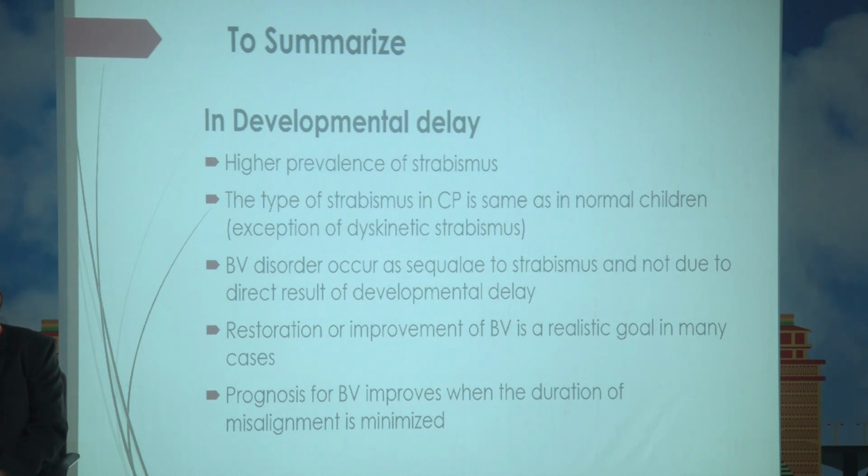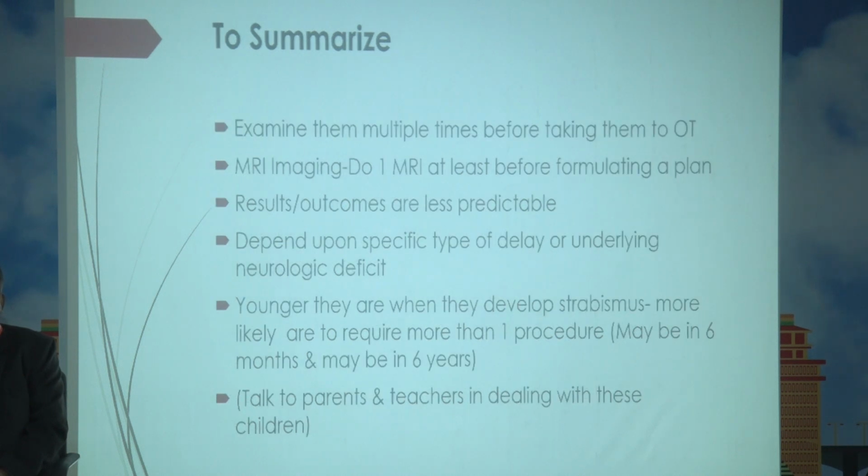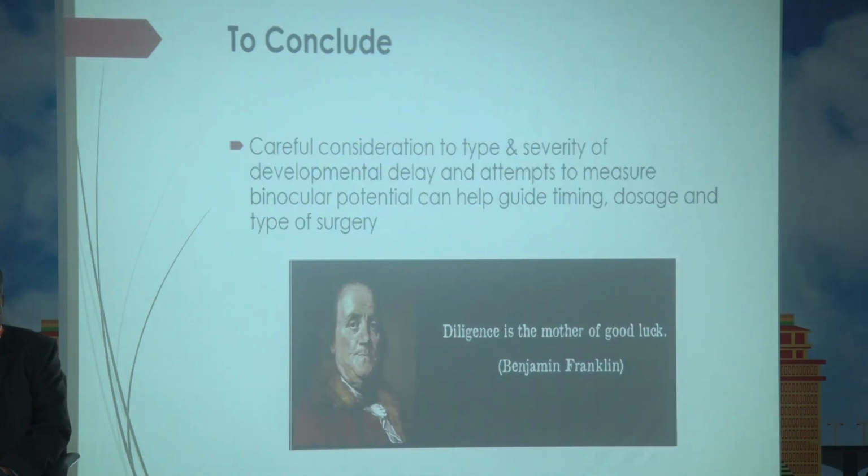So restoration of binocular vision may be a realistic goal in some cases of children with CP, and prognosis would improve when the duration of misalignment is minimized, as for any other case of infantile esotropia. But especially for these children, what is more important is examining them multiple times before you take them to the operating room, and doing MRI imaging at least once. Explain to the parents that the results are going to be less predictable, and will depend on the specific type of delay which the child has. The younger the child when we are operating, the more the number of surgeries that may be required. So careful consideration is what is required, especially when we are dealing with these children. Thank you.